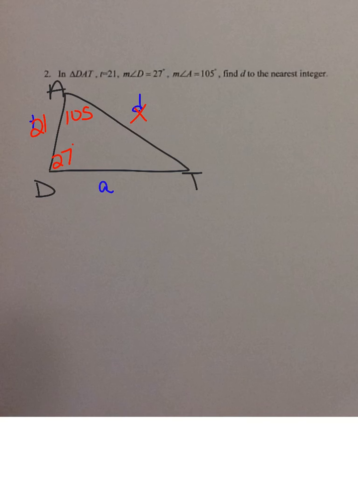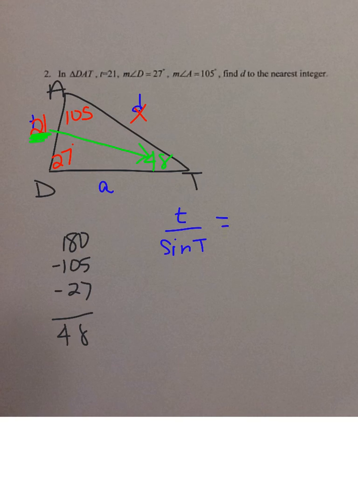Okay, so notice here that I have side 21, side T, but I don't have the angle opposite. You have to have that angle in order to use this side 21. So how do I find the third angle of a triangle if I have two angles? I'm sure you guys remember the sum of the angles of a triangle is 180. All the angles of a triangle add to 180. So it's 180 minus 105 minus 27, and that comes out to be 48. So this angle T is 48 degrees. So my setup will be T over sine of angle T equals D over sine of angle D.